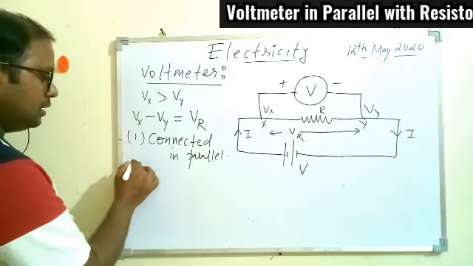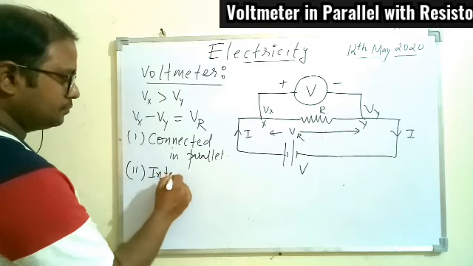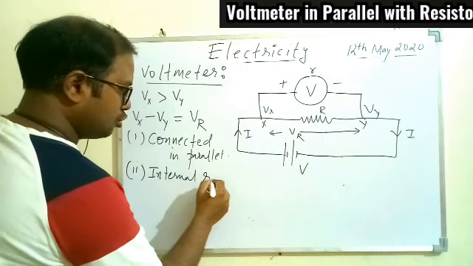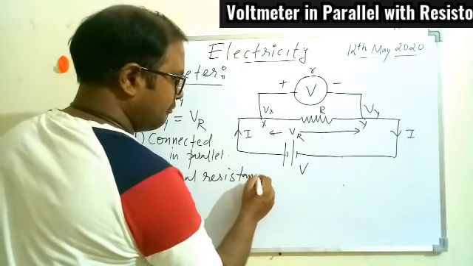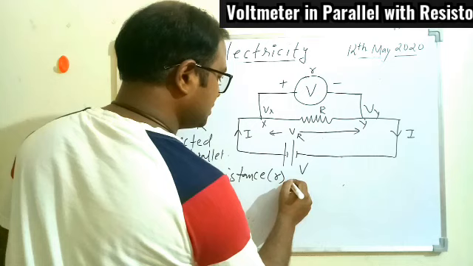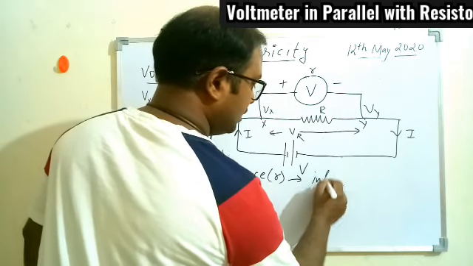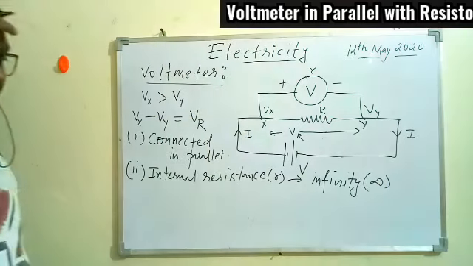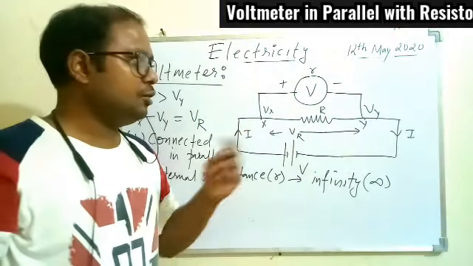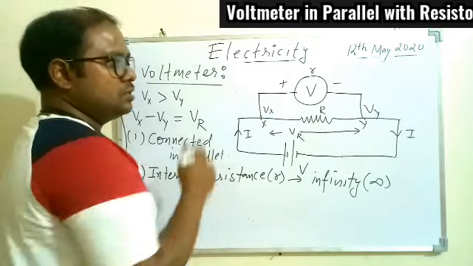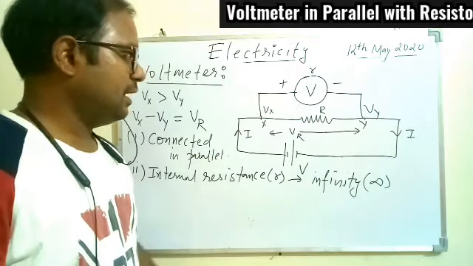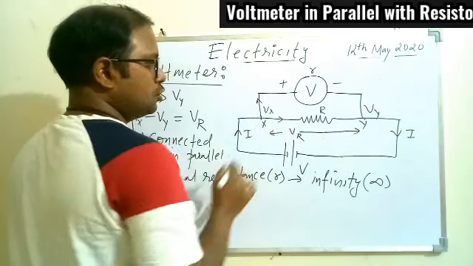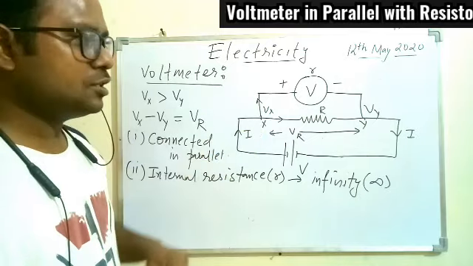Next, let's talk about internal resistance. Even this device will have some internal resistance R. Somewhere we discussed that this internal resistance should be almost infinity, that is, very high. Now why we need to understand this: since the voltmeter and the resistor are connected in parallel, we know the current will get distributed. So at point X the current will get distributed.